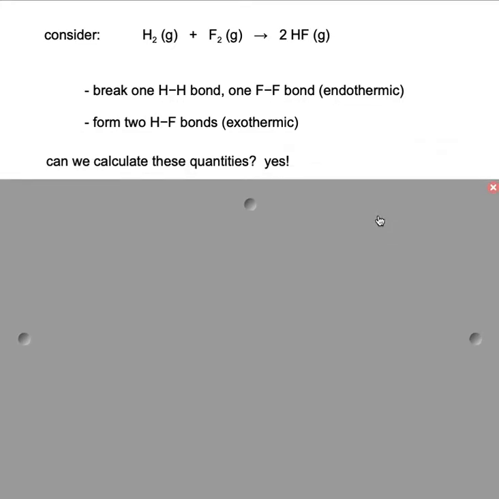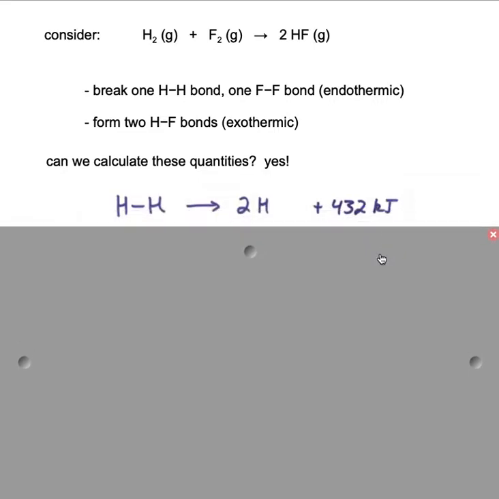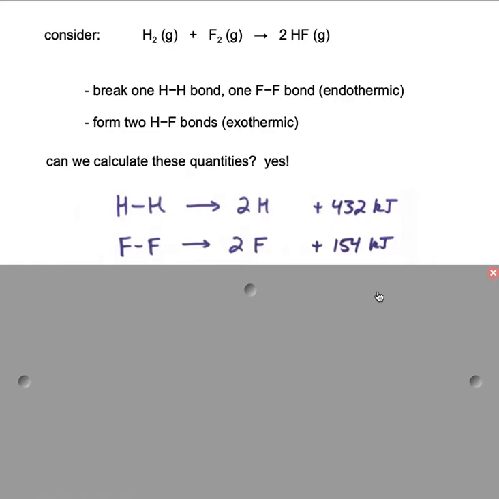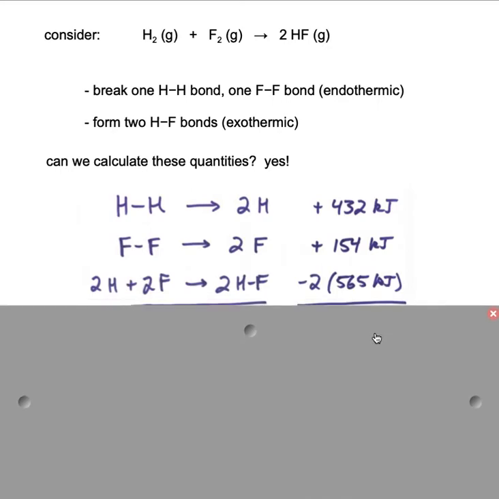Can we calculate these quantities? We can if we have the corresponding HH, FF, and HF bond energies, which we do because they're on the table on the previous slide. So let's see what these quantities look like. To break 1 HH bond, I must put in 432 kilojoules of energy. That's the HH bond energy. To break 1 fluorine-fluorine bond, I need to put in 154 kilojoules of energy. To form 2 HF bonds, I get out twice the HF bond energy, so that's negative 2 times 565 kilojoules.